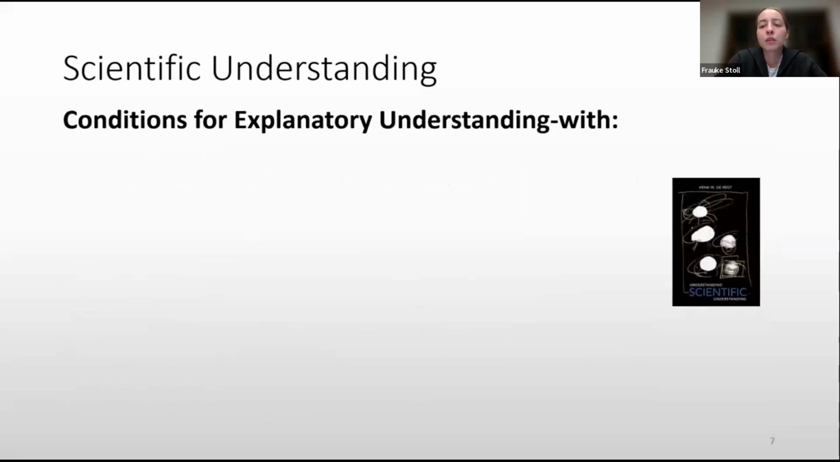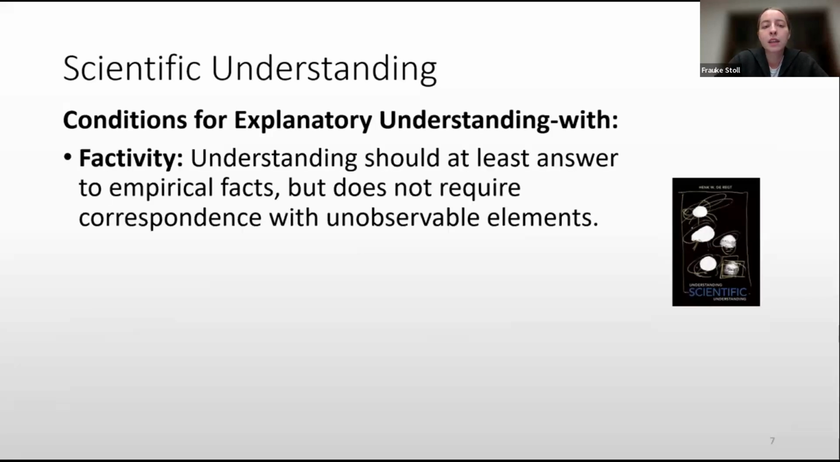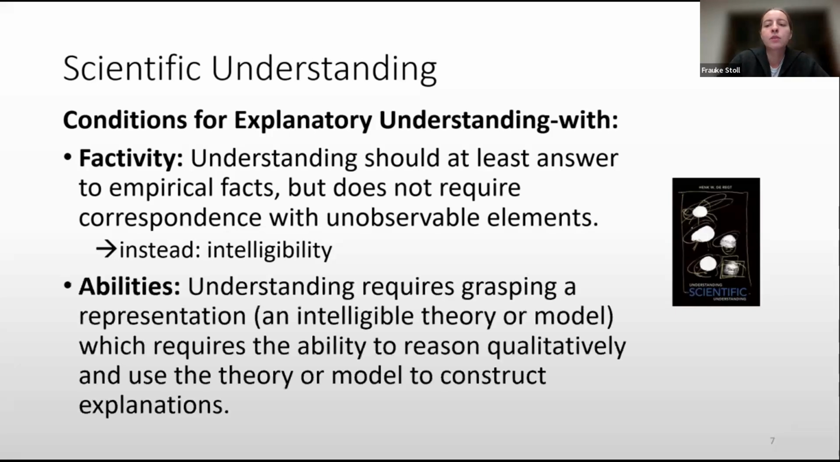Now, the question is, how do the conditions for explanatory understanding with diverge from the minimal conditions? So for the factivity condition, we have that explanatory understanding with should at least answer to empirical facts, but does not require correspondence with unobservable elements. So instead, it is more important that the theory or model is intelligible. Therefore, we have intelligibility over truth. And for the abilities condition, explanatory understanding with requires grasping a representation, which is an intelligible theory or model, which requires the ability to reason qualitatively and use the theory or the model to construct explanations.